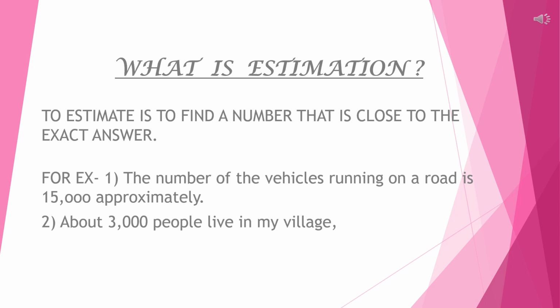Second example. About 3,000 people live in my place. In a similar manner, it does not give an exact value, it's a near about value. That means estimation doesn't provide an exact value, it provides a near about number. Now, you must have understood what estimation is.